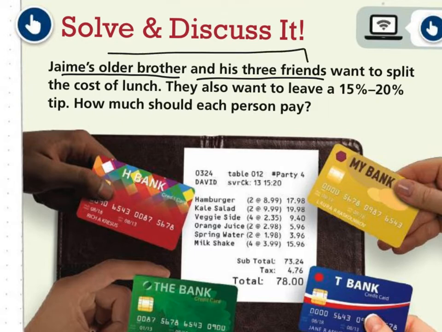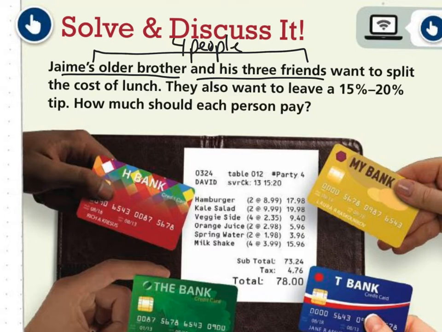Okay, think about this. So this actually would be 4 people. Some people look at this problem, they see the 3, and they think 3 people, and they just kind of rush through it a little bit. It's Jamie's older brother and his 3 friends, so 1 plus 3, that's 4.